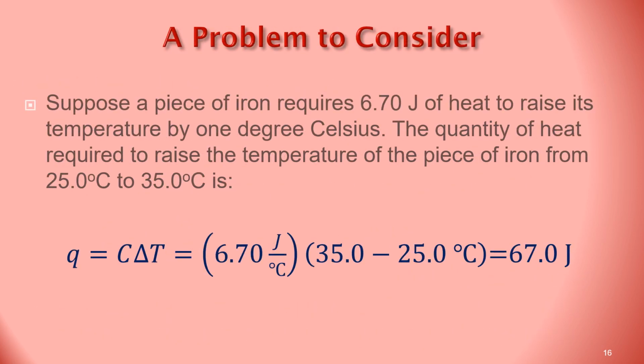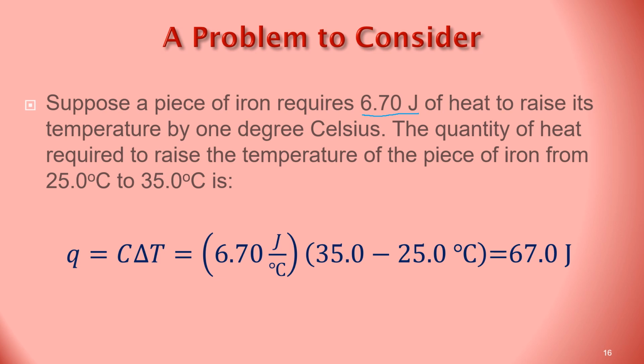Okay, so let's first do an example. Suppose we have a piece of iron that requires 6.7 joules of heat to raise its temperature by 1 degree. So in other words, it has a heat capacity of 6.7 joules per degree. How much heat do we need to raise the temperature of the piece of iron from 25 to 35 degrees? All right, so here's the formula. Q equals heat capacity times delta T.